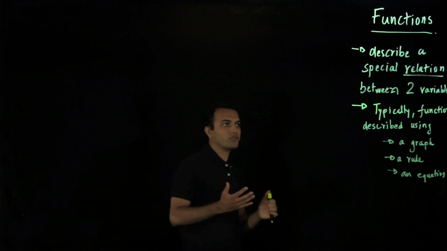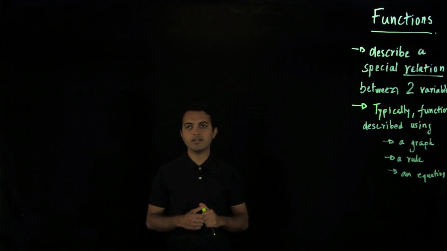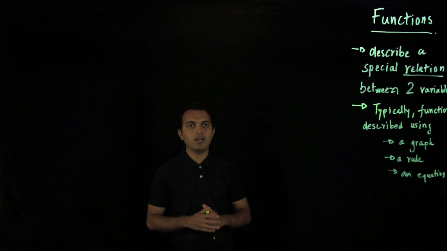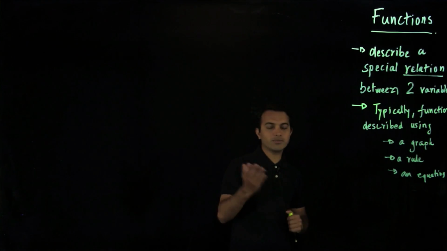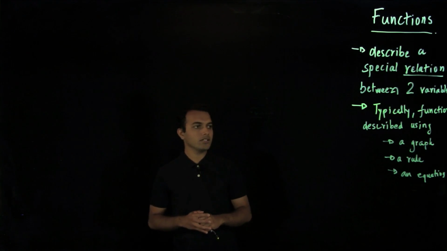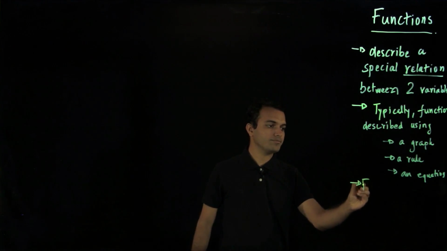So when you have two variables, either you can draw a graph, draw a plot to show how they are related, or you can have a very intuitive rule which you can very easily describe, or at times, as we'll see more and more, we'll be using equations to describe a function. So let's begin with a very simple example.